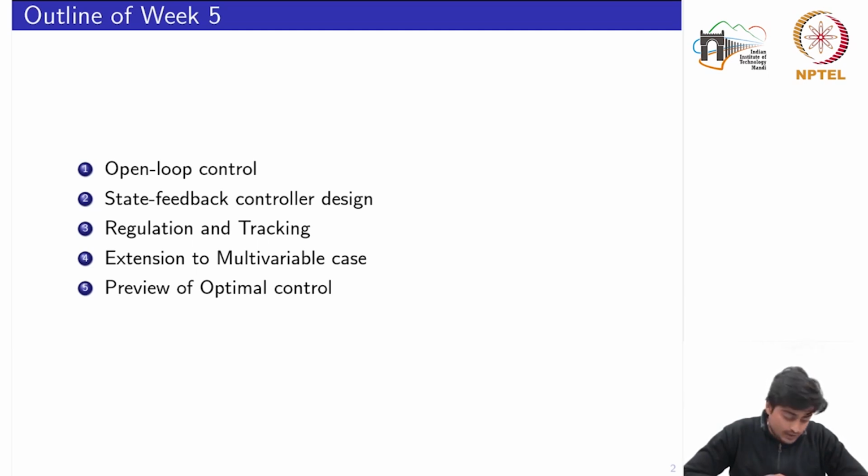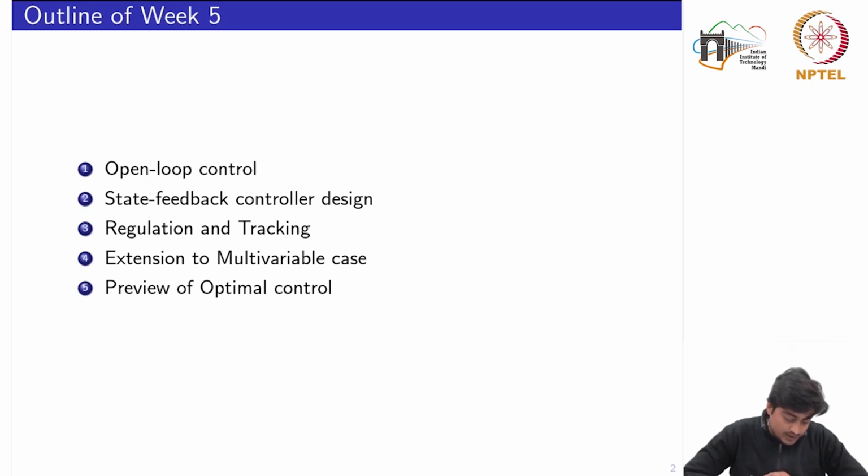Here we would recall some of the concepts which we have discussed during the controllability week. Second, we will discuss different techniques for the design of the state feedback controller, and we will also motivate the problem of the feedback controller. Third is the regulation and tracking. There are two different control problems, one is the regulation and another is the tracking. We will discuss the solution of both the problems.